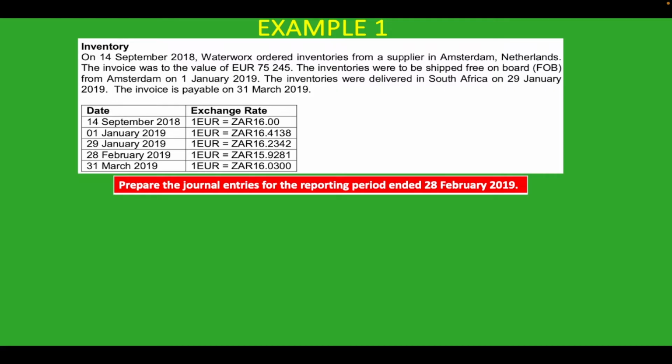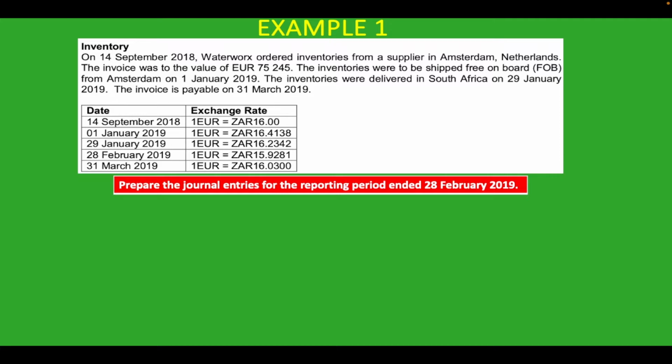And so let's look at this example. We are asked to prepare the journal entries for the reporting period ended 28 February 2019. As always, you start by looking at what your required is before you read the scenario. It will be much easier once you know what you're required to do as you read through the information.